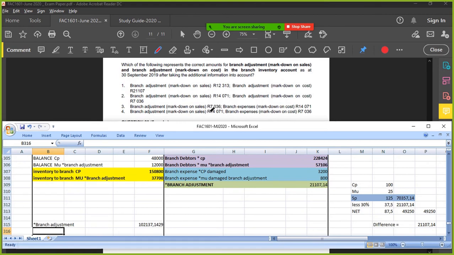Okay, but now you've got options here. Branch markdown on sales, and then you've got branch markdown on costs. Oh, okay, I see what they're doing. They're splitting it. Do you see that? Yes. Okay. Oh, so then you have to split your 21. Yeah, so they want me to split this. Yes. Okay, so let me split it because they want to split it.